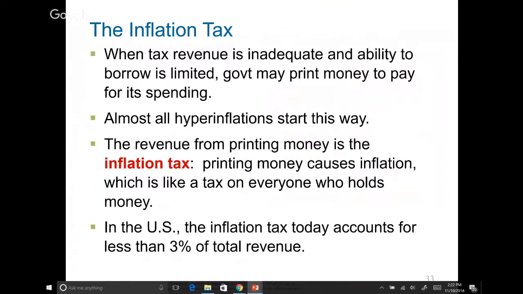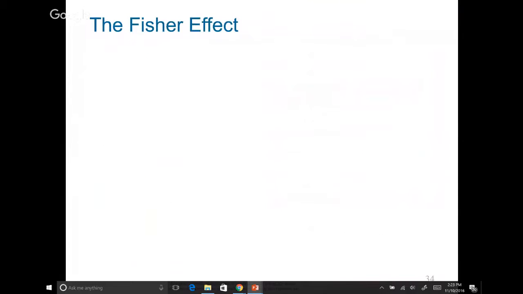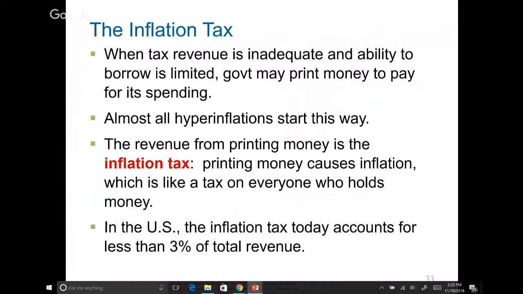Know what the inflation tax is. The inflation tax is when printing money causes inflation. It is like a tax on everybody who holds money, because if you hold on to money and the government prints more money, your money on hand becomes worth less. That's the inflation tax. Okay, and for the U.S. economy today, this number was published back in 2013, but the current inflation is about 1 to 2%. So currently we have very, very low inflation.